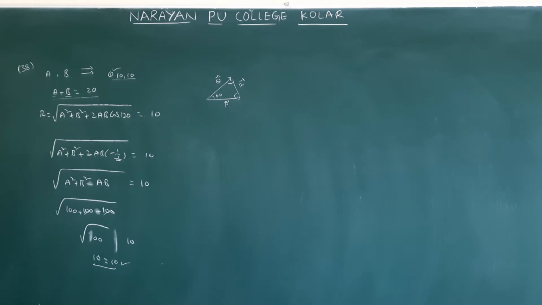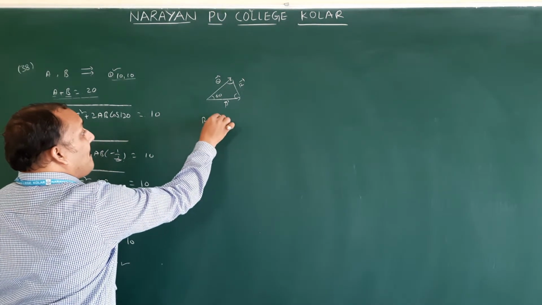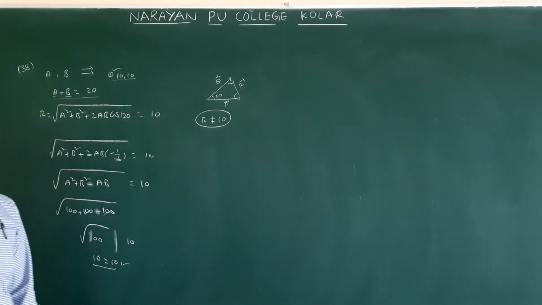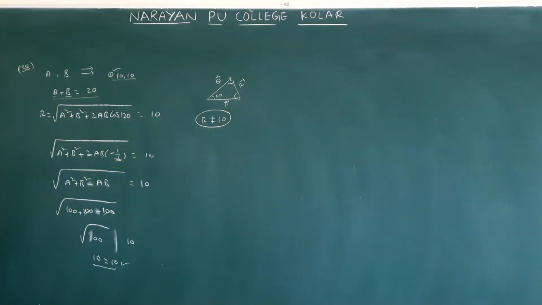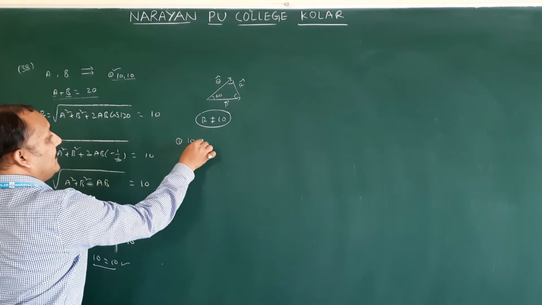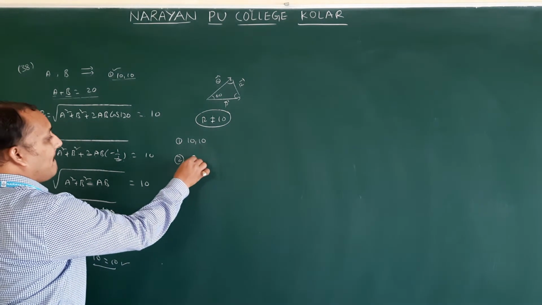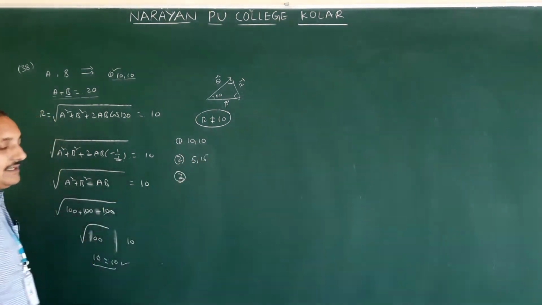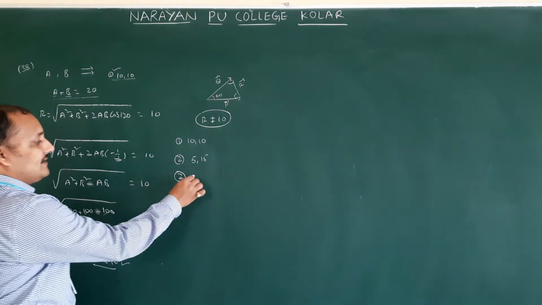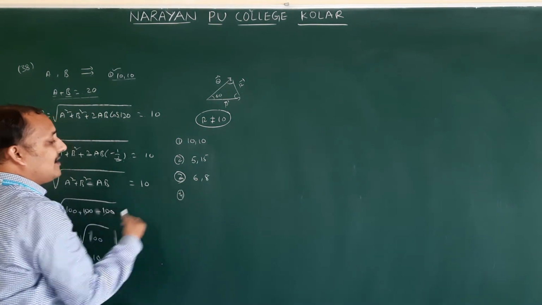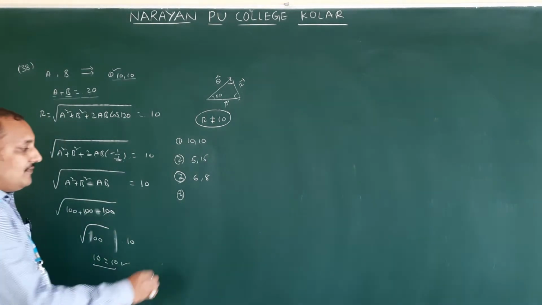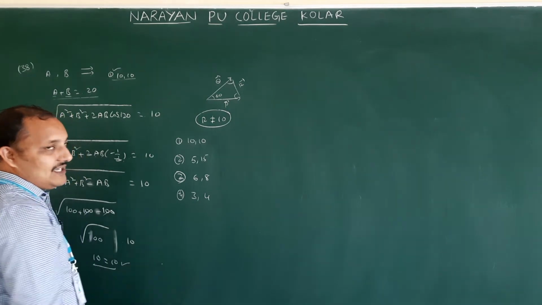Which pair of the following forces will never give the resultant of 10 newtons? Which pair of the following forces will never give the resultant of 10 newtons? Resultant value, you won't get 10 newtons. First option they gave 10 and 10. Second option they gave 5 and 15. Third option they gave 6 and 8. Fourth option they gave 3 comma 4. They gave newtons because they gave force.